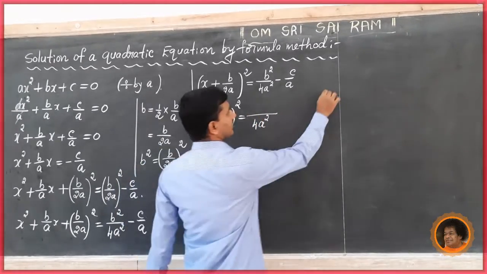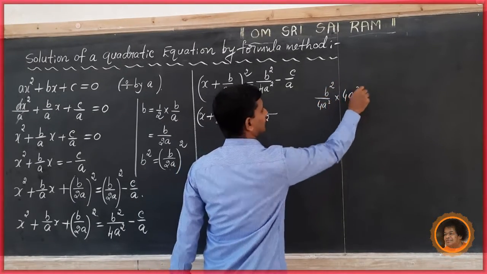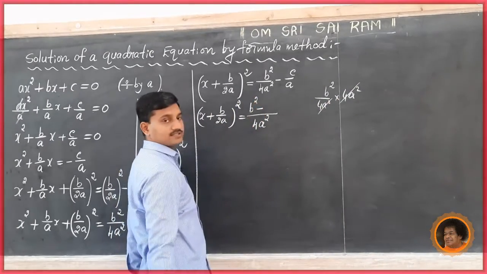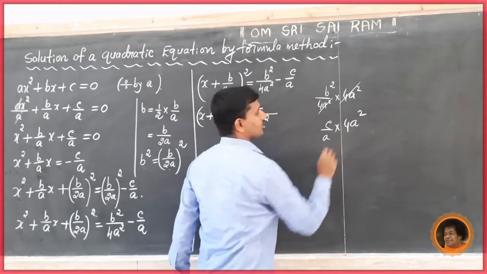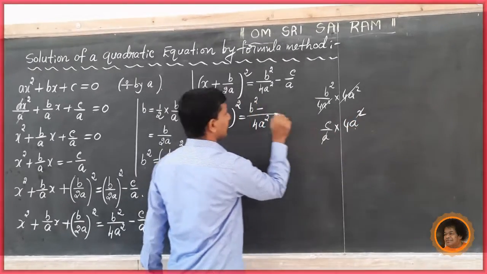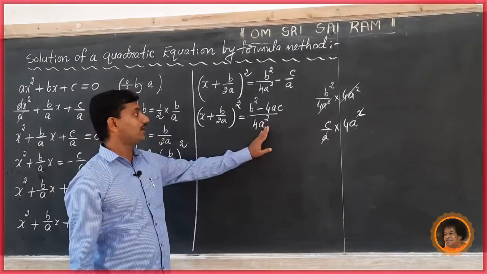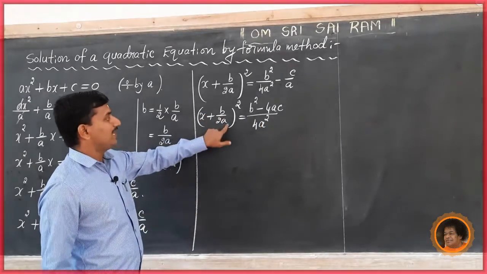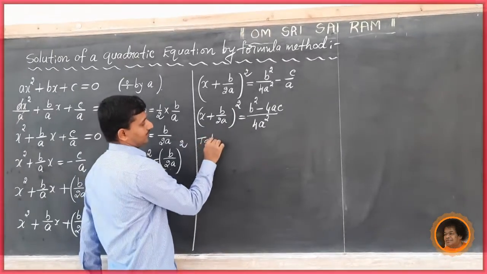What about the numerator? b²/4a² multiplied by the LCM, so 4a² cancels and b² remains. Then c/a multiplied by the LCM 4a²: a cancels, so the remaining is 4ac. So we get (b² − 4ac)/4a². Next, how to continue? We have (x + b/2a)², so we take the square root on both sides.